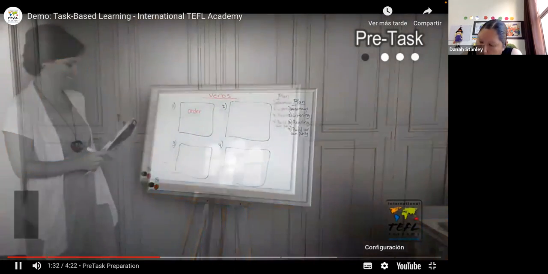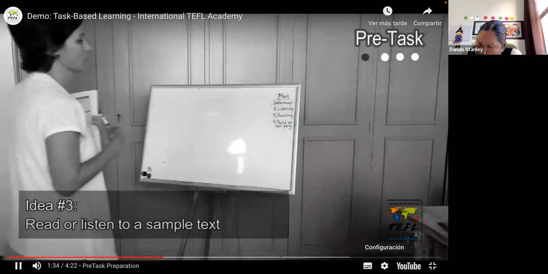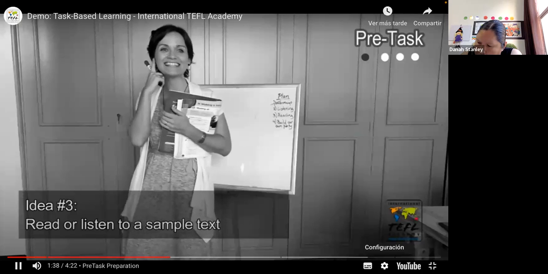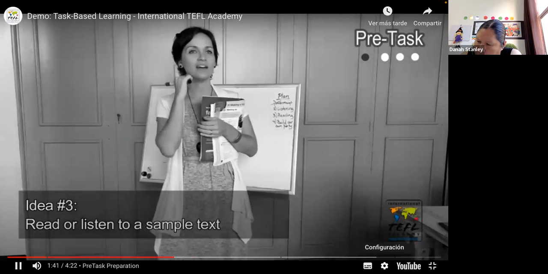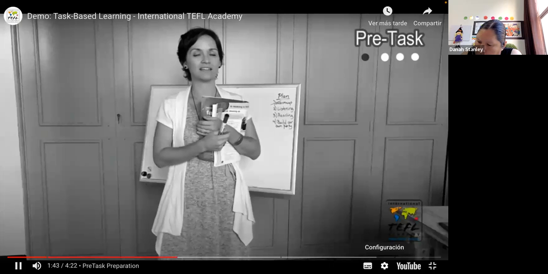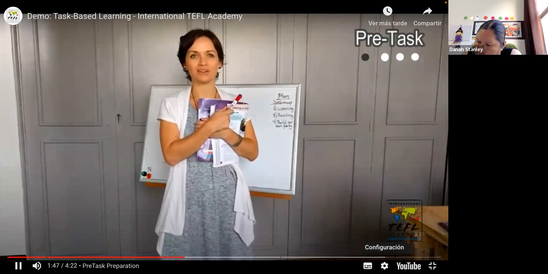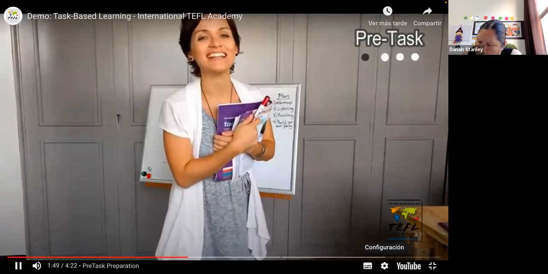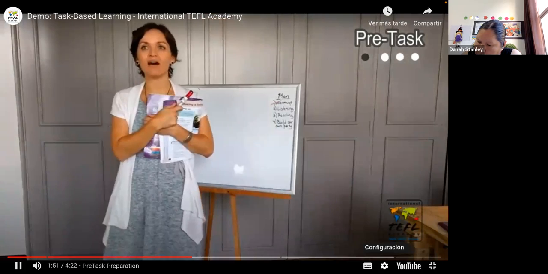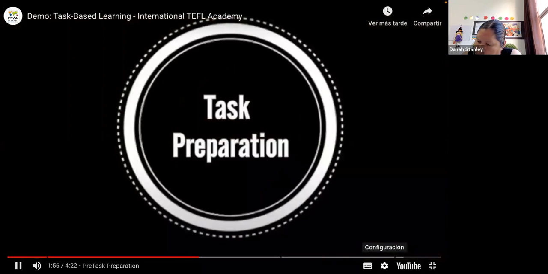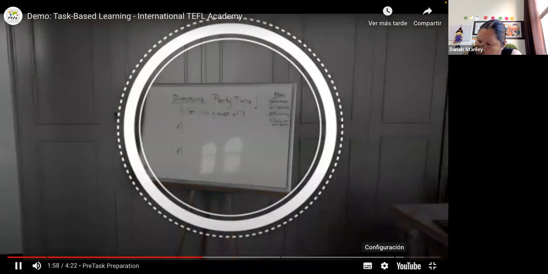Good. Another one. And perhaps the most common activity would be idea number 3, having your students read or listen to a model text that mimics the language they will use in the task ahead. Look at the picture of the people. What do you think we're going to listen to? Yes, all right? We're going to listen to them plan a surprise party. Good, good.